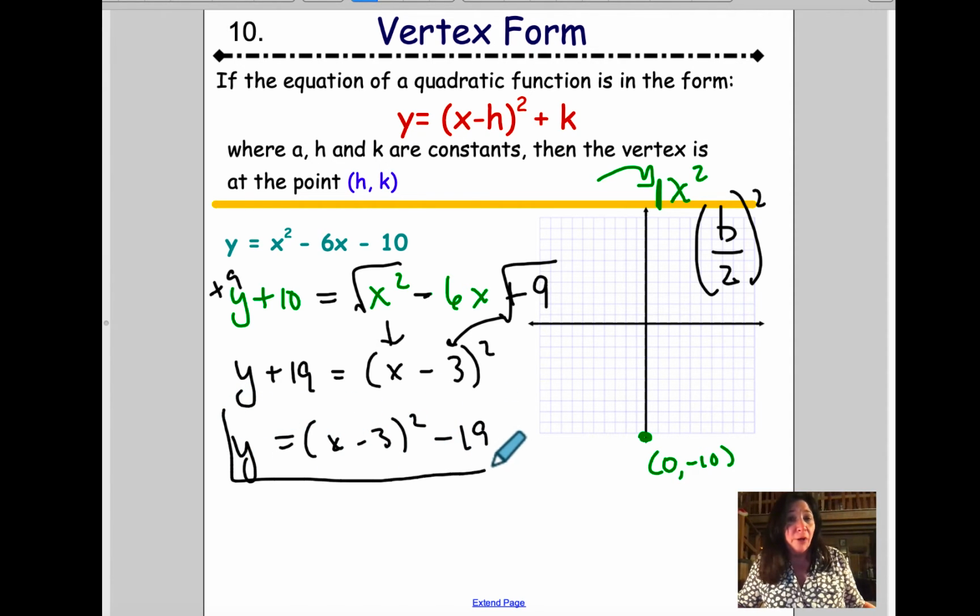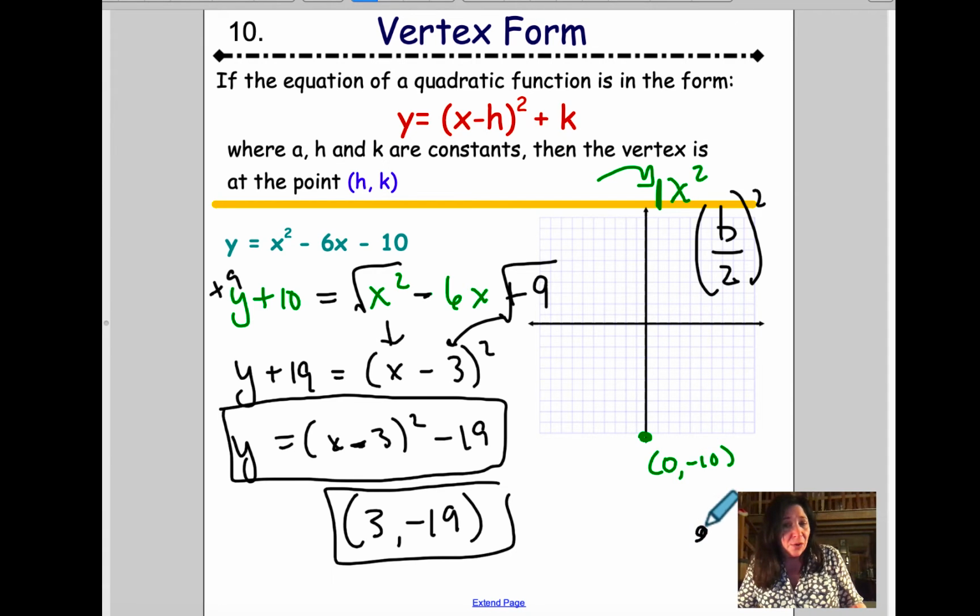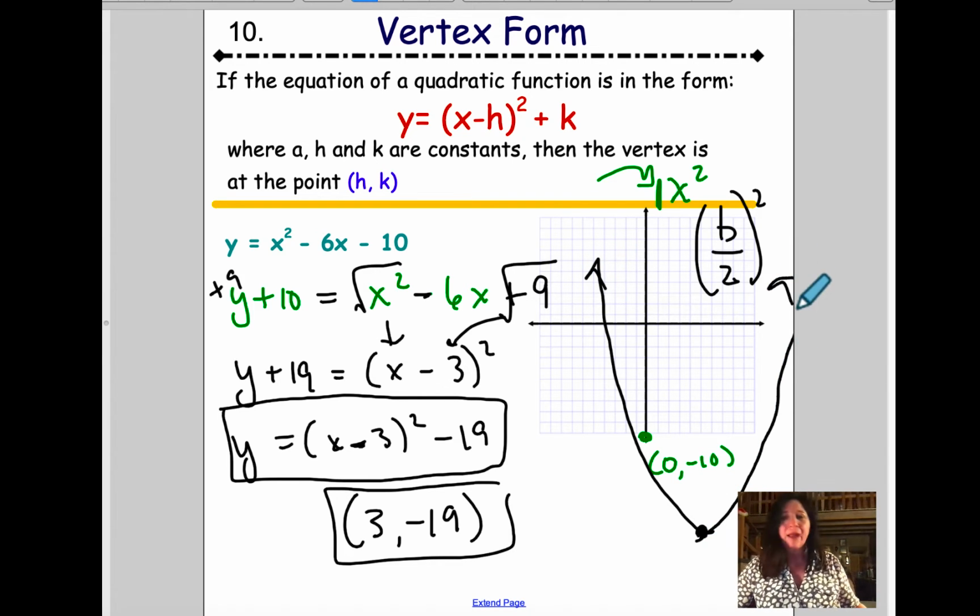So this is what we call vertex form, right? It gives us our vertex. Our vertex is the opposite of this value. You see that? So that's going to be 3, comma, and the same value here. So negative 19, opposite same. So that's my vertex. So over 3, down 19, way down here, which basically means that my graph comes up from there and does that, okay?